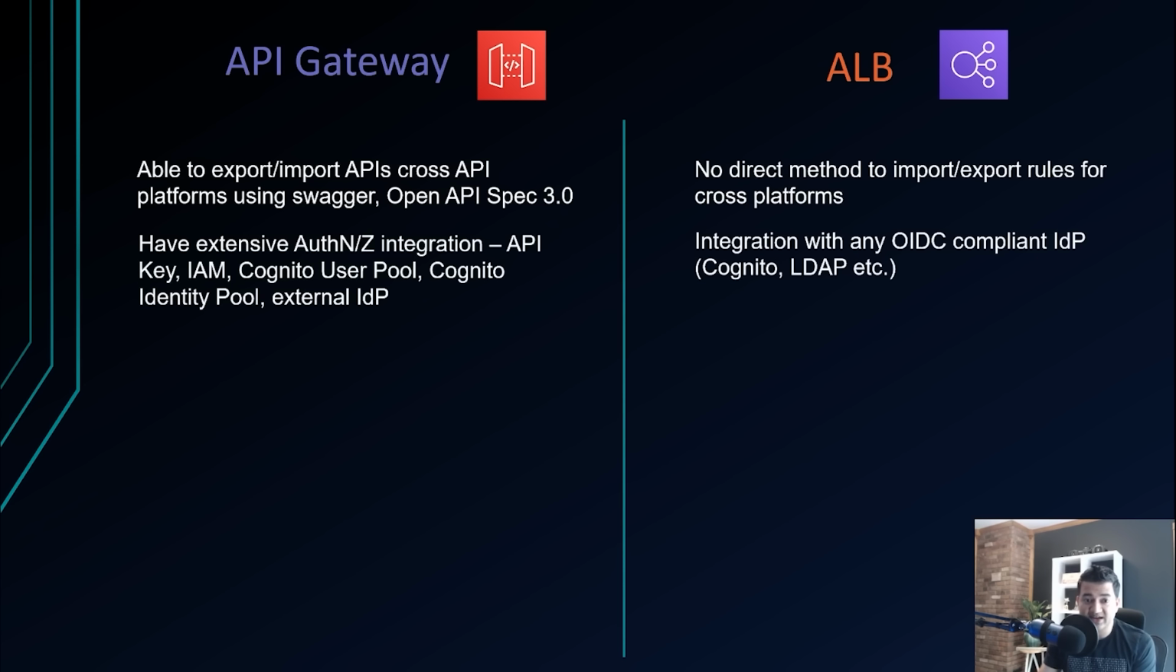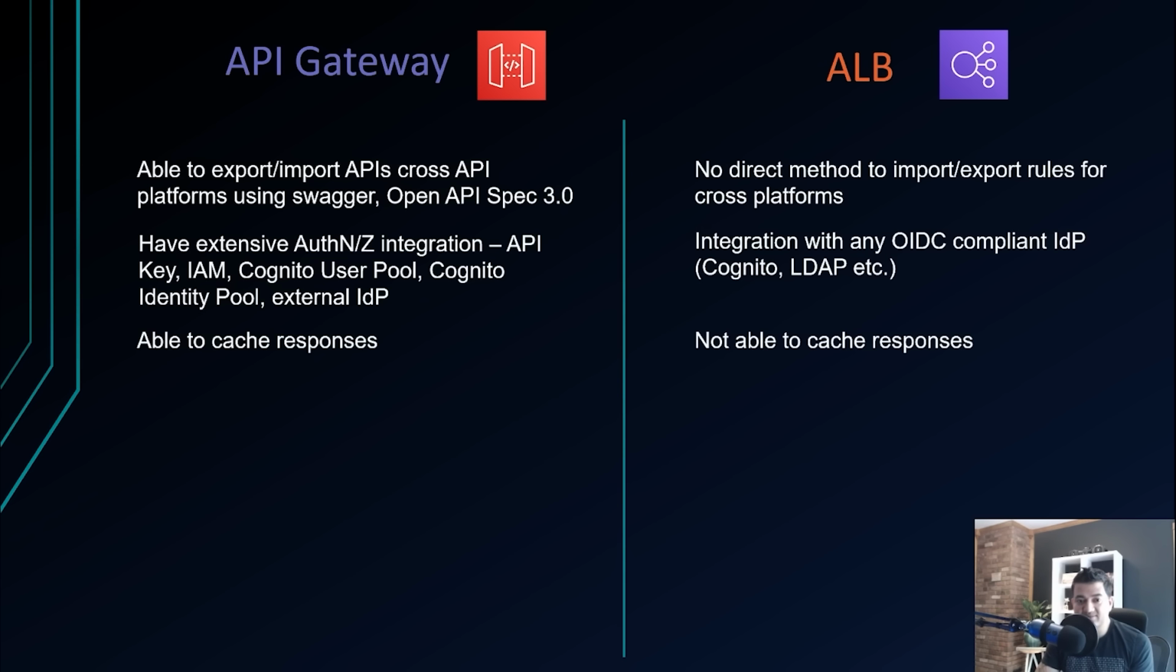API Gateway has extensive authentication and authorization, authn/authz, integration. Out of the box, it integrates with API Key, IAM, Cognito User Pool, Cognito Identity Pool, and external identity provider. ALB integrates with any OIDC compliant identity provider such as Cognito, LDAP, etc. But it doesn't have integration with something like API Key because API Key is an API concept.